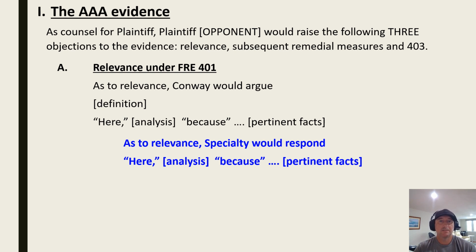And then it flips back to the proponent side. As to relevance, they would respond, looking at these factors because, and using the facts from the problem. That's how we get into essentially analyzing each rule under evidence and getting into the analysis.